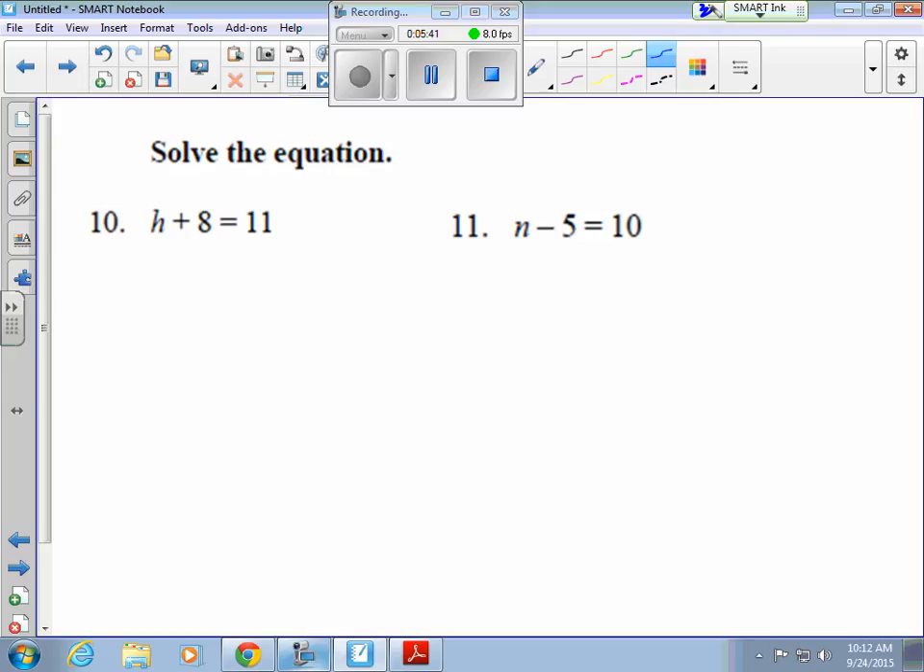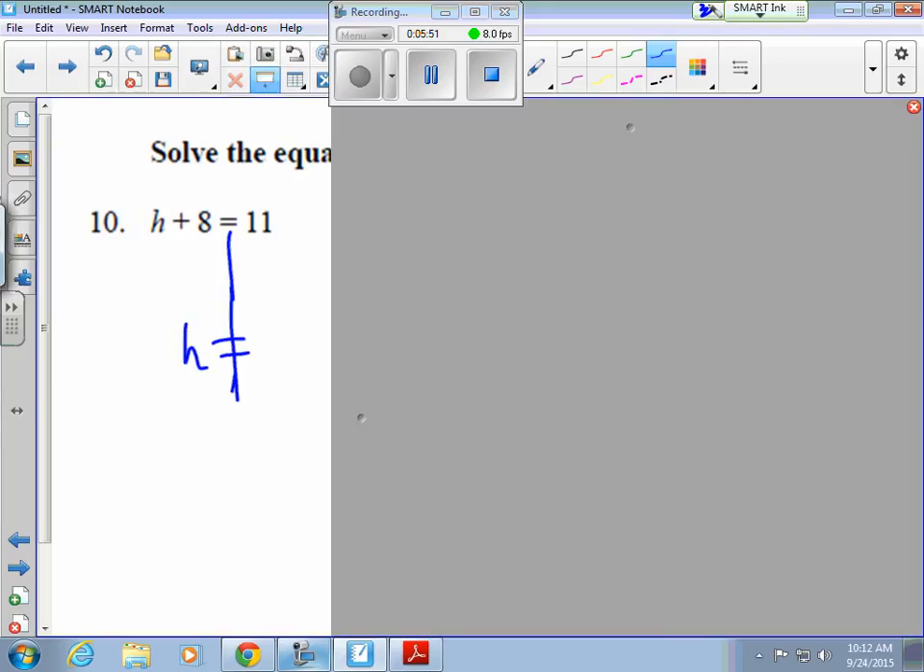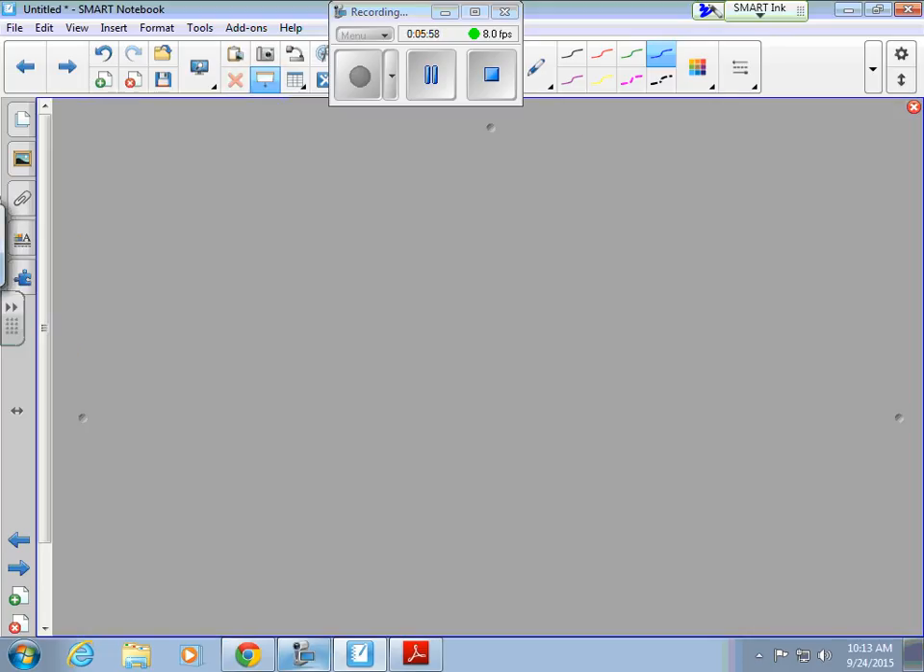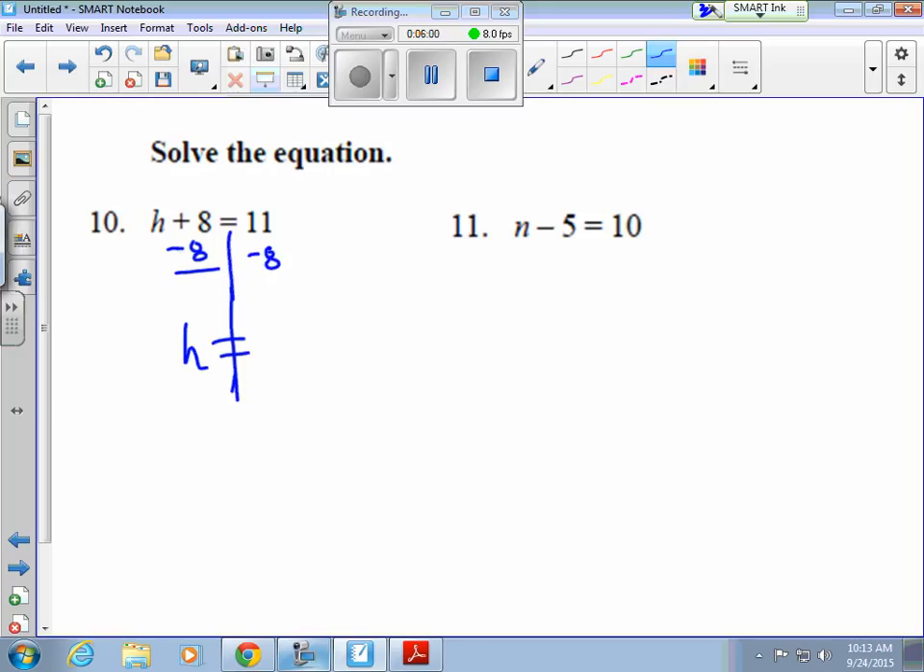Okay, and then we got to solving equations with addition and subtraction. H plus 8 is equal to 11. Our goal is to get it to say H equals all by itself. We don't have that. We have H plus 8. Undo plus 8 by subtracting it. Whatever you do to one side, you do the exact same thing to the other side. 11 minus 8 is 3. H is 3.